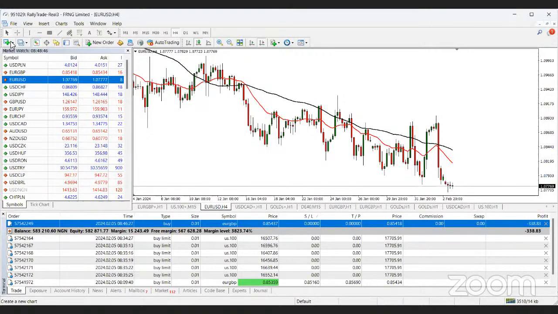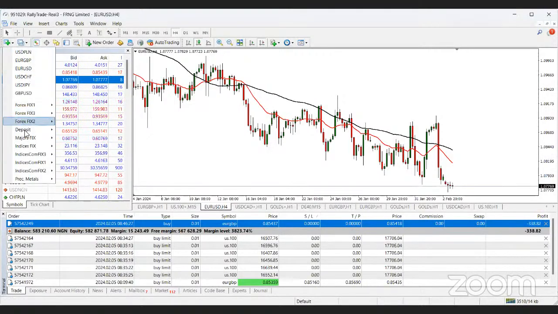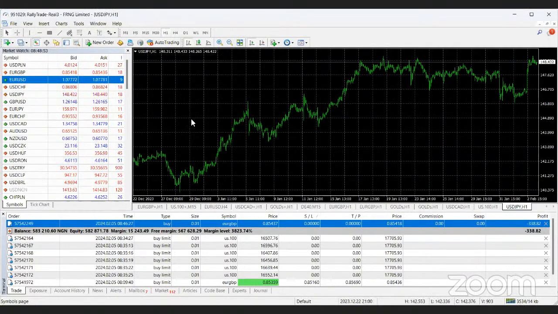Let's see if we can get one more. USD CAD, or sorry, USD JPY. Let me read the comments and see if I can get something. Somebody says it's on oil. He wants to know whether it should close or not.